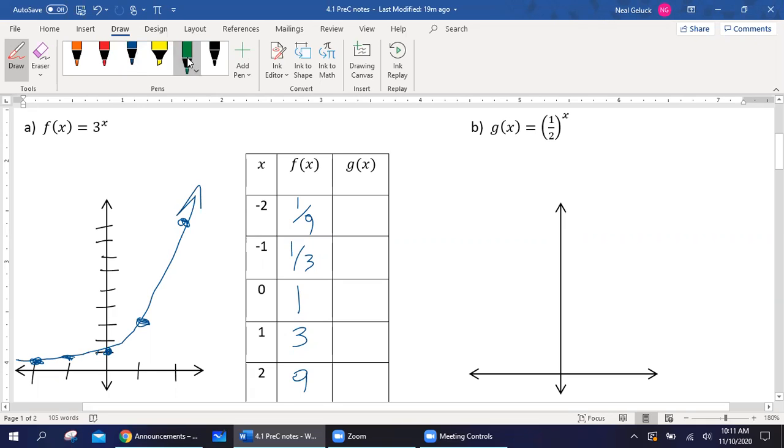For letter B, now I'm doing a number between 0 and 1, so 1/2 to the -2. Well, the negative means flip the fraction, take the reciprocal. So this will be 2 over 1 to the second. So that'll give me 4. 1/2 to the -1, I would flip the fraction and get 2. Anything to the 0 power is 1. 1/2 to the first would be a half. 1/2 to the second would be 1/4.